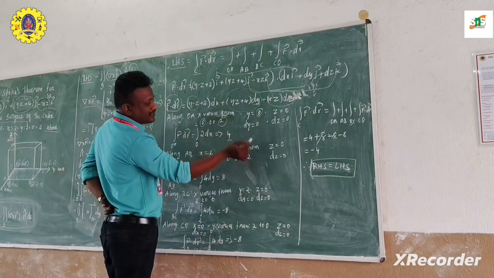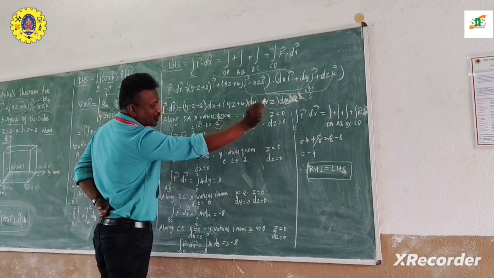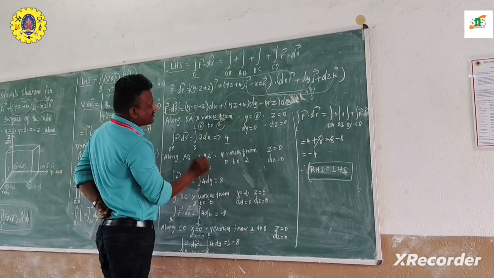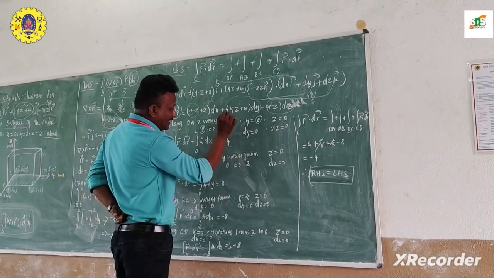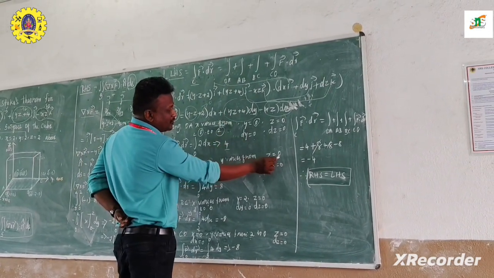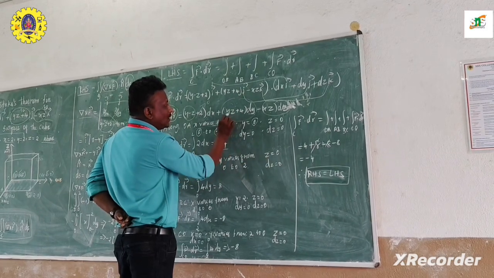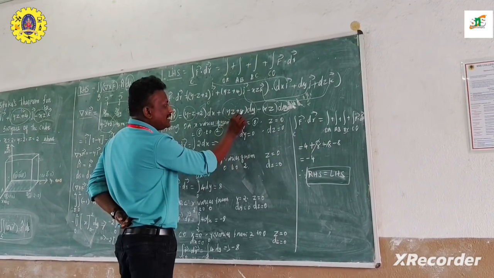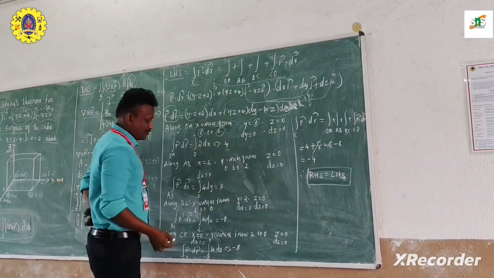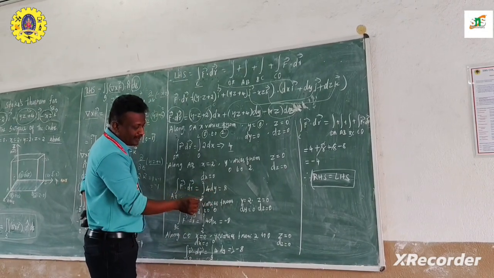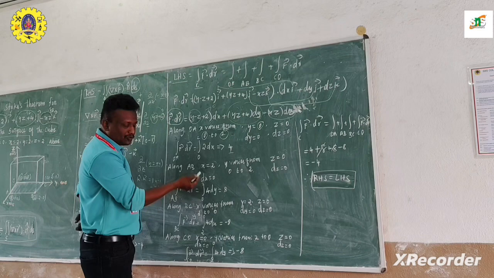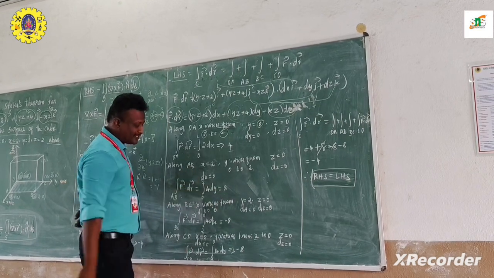What is the result? This time dz is 0, so this part is 0. This time dx is 0, so this part is also 0. And we have only this part. In this part also we have z 0, so when you take y into z, it will be 0. We will have only 4 into dy. Therefore 4 into dy. It means we have to write the y limit. Y varies from 0 to 2. After simplification, your answer is 8.